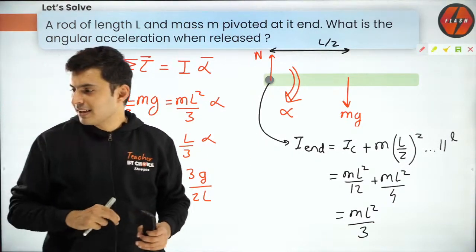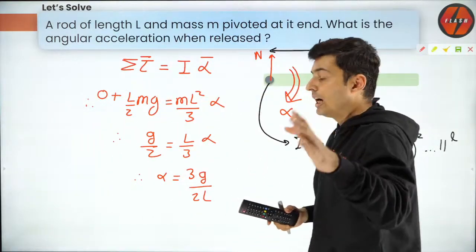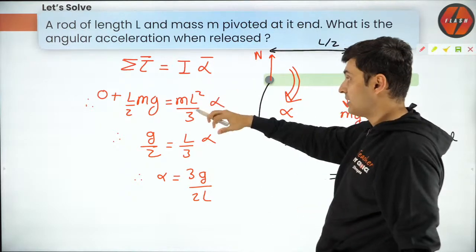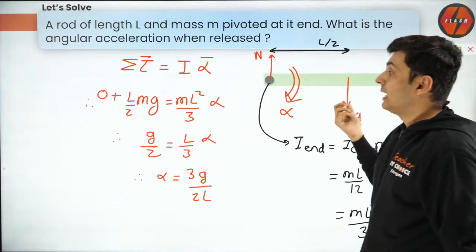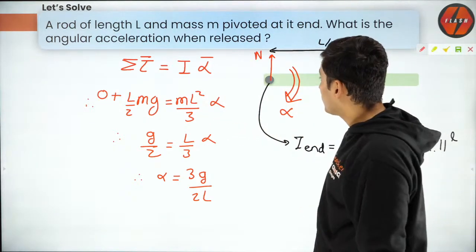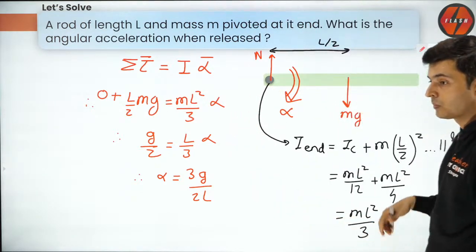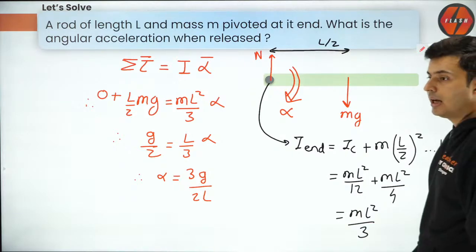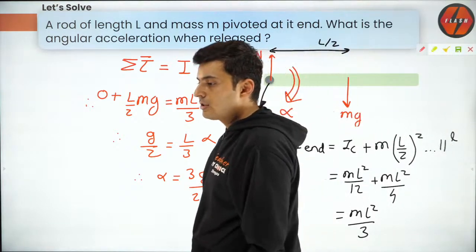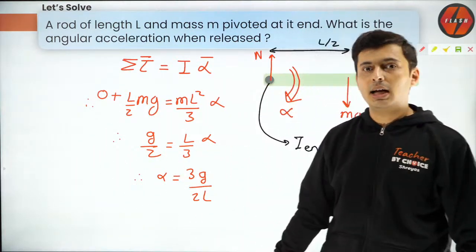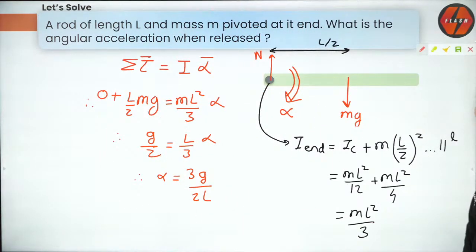Yes. Alright, understood why I is not ml square by 12. Number one, that's a common mistake. Second mistake, people forget that you have to measure the torque and the moment of inertia about the same axis. That's the second mistake which people do. Okay? Done, done. Easy peasy lemon squeezy. If it is done, done, then let's go to the next question.